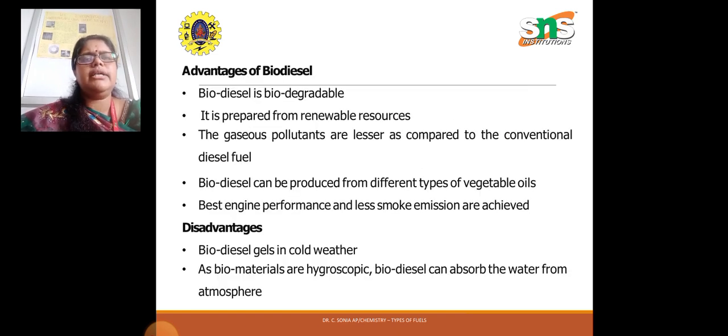So there are certain advantages of this. The biodiesel is biodegradable. It is prepared from renewable sources. The gaseous pollutants are lesser as compared to the conventional diesel fuel. Biodiesel can be produced from different types of vegetable oils. Best engine performance and less smoke emissions are achieved. Disadvantages: biodiesel gels in cold weather. As biomaterials are hygroscopic, biodiesel can absorb water from the atmosphere.